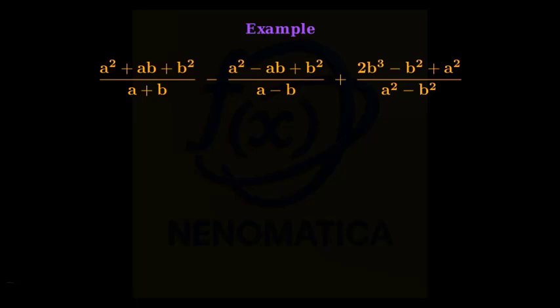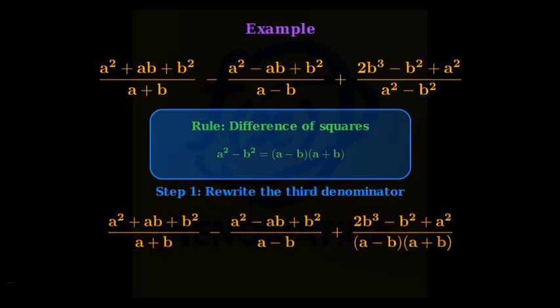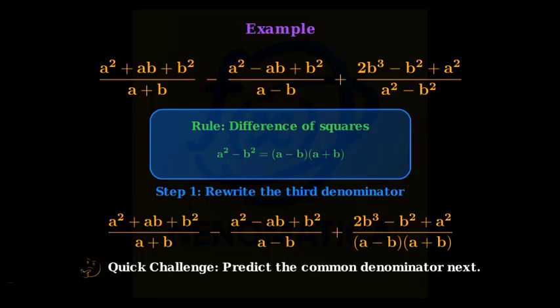Then we start with step 1. Step 1. Rewrite the third denominator using the difference of squares identity. A squared minus b squared equals (a minus b) times (a plus b). We only change that denominator and highlight it in orange.